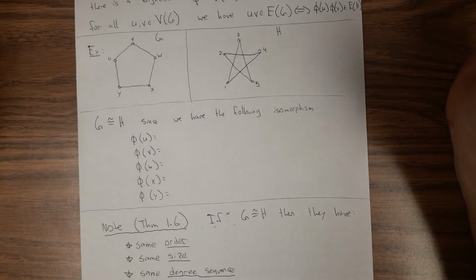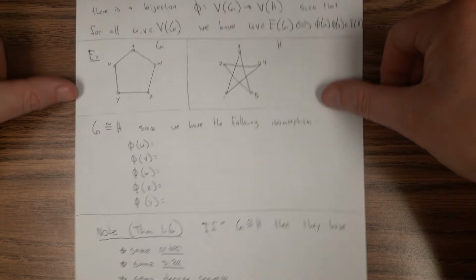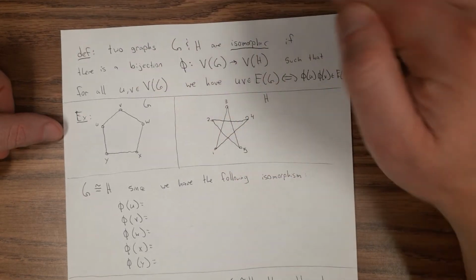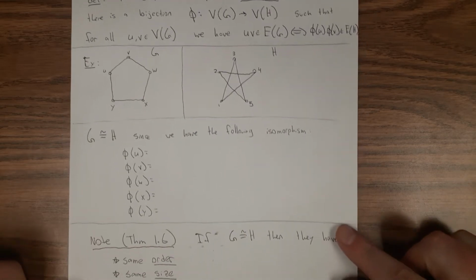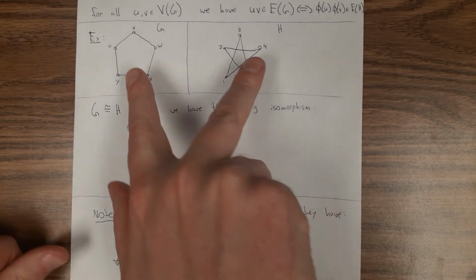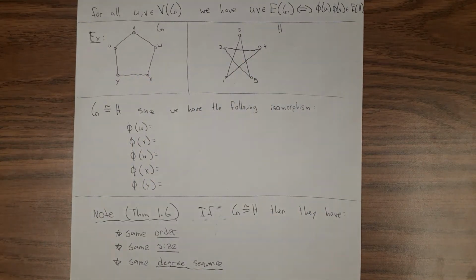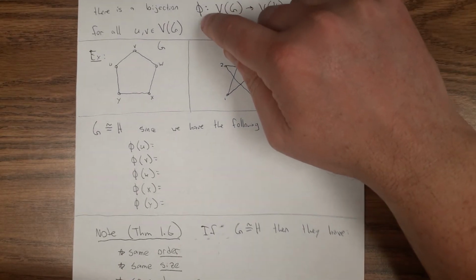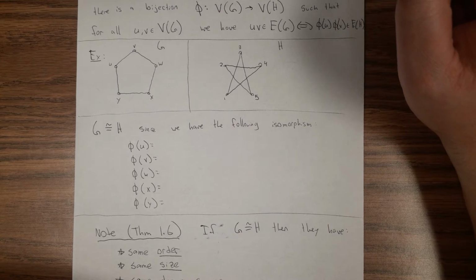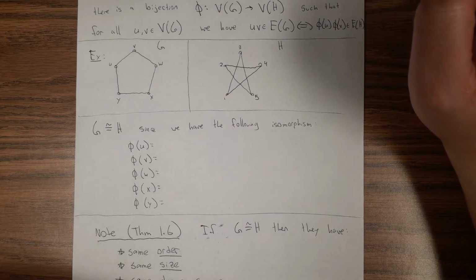Isomorphic, in a way, means essentially the same. In a more technical way, it means exactly this, but in an intuitive way, it means that they're essentially the same. So let's look at this more technically, because if I'm saying that these two are isomorphic, I should be able to give you an isomorphism. And by the way, the isomorphism is just the name of this function phi.